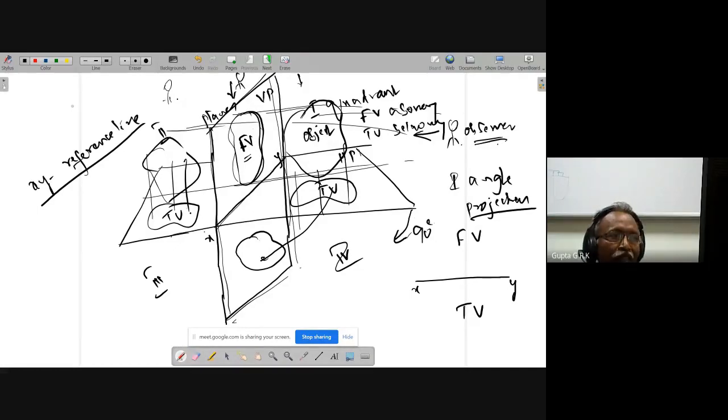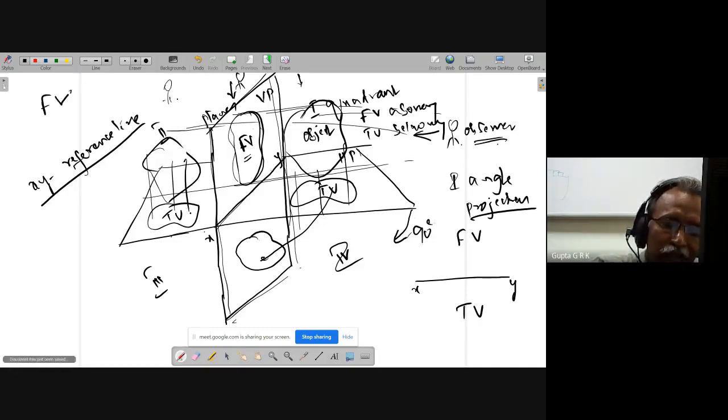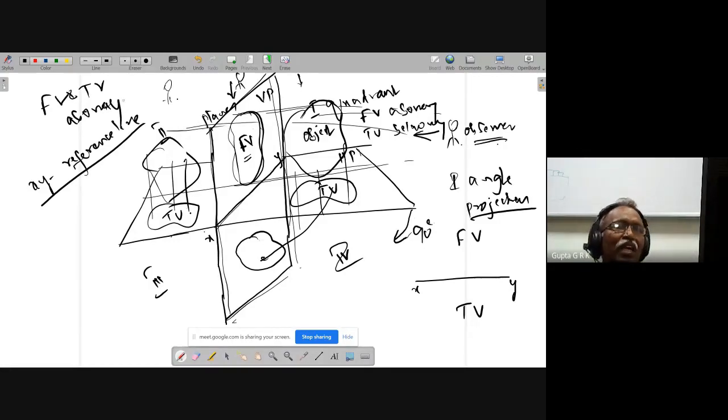Now, if it is kept in the second quadrant, what happens? Front view comes above XY. Top view, which is behind, actually, when you rotate it, also comes above XY. Both front view and top view are above XY, so both overlap each other, and I cannot see which is front view, which is top view, which is this detail, which is that detail. That's why we never keep the object in the second quadrant. Second angle projection is not used.